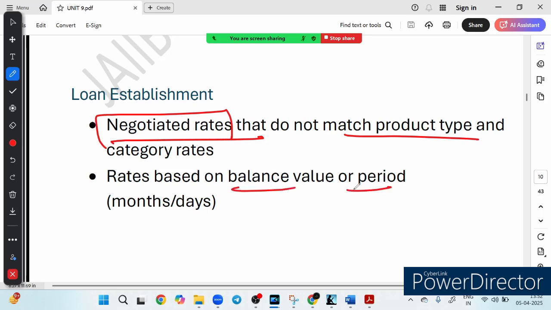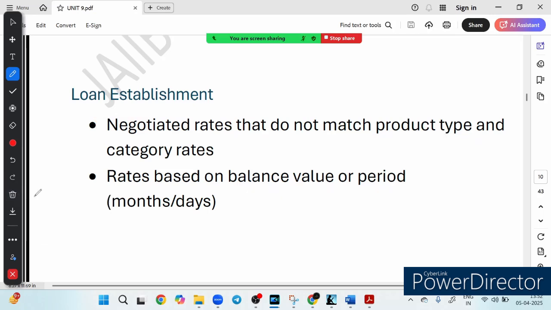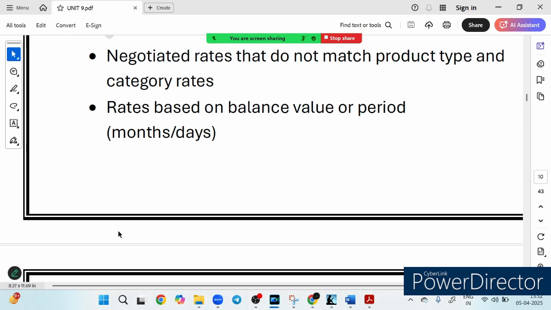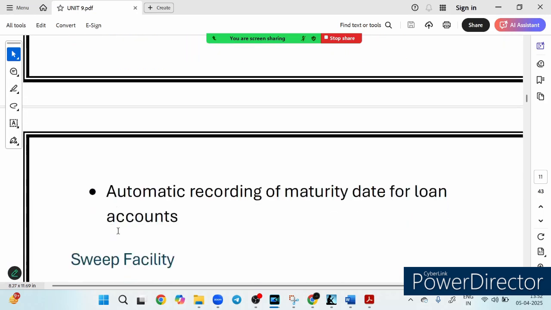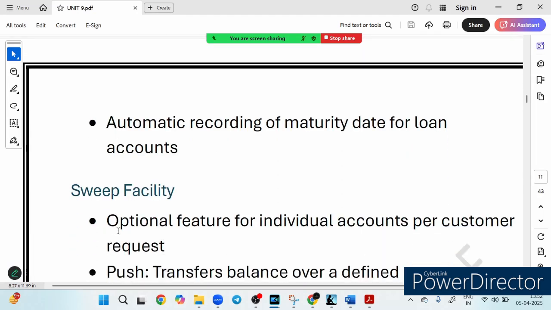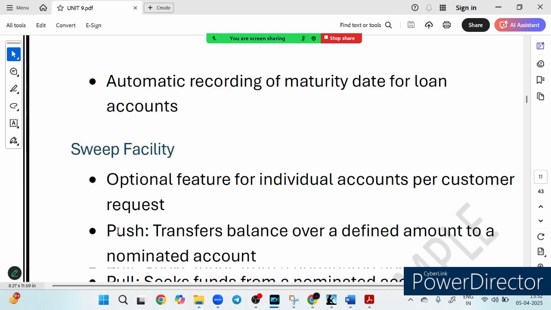That is the point. So we are talking about loan establishment. It records the negotiated interest rate that doesn't match the default product rate. It sets the rate based on loan amount or loan tenure. It automatically tracks the loan maturity date, so nothing gets mixed up. So for your CIB examination, remember that the system manages complex interest rules plus customized loan setup with full automation.